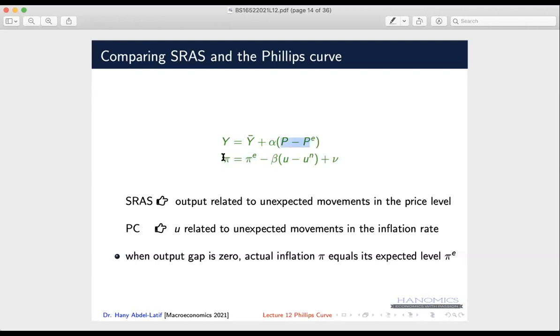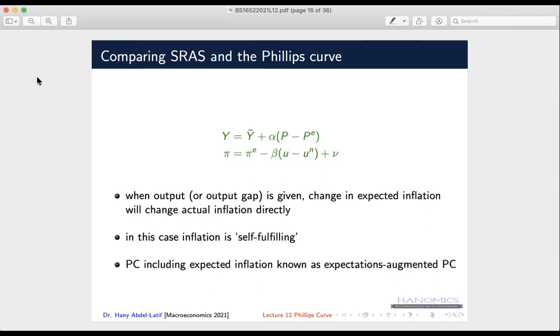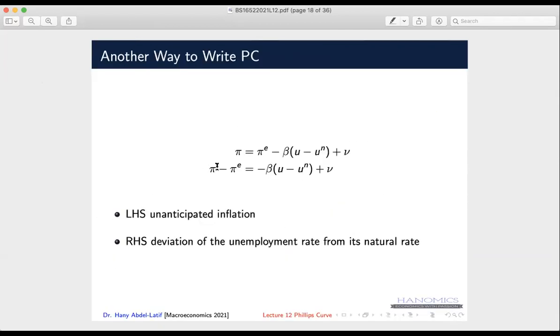So if we say pi minus pi e equals this term here, it tells us exactly the same thing: the relationship between real economic activity and unexpected inflation. So in the first equation, output is related to unexpected movement in the price level. You see, that's the price level. While in this one, it will also be unexpected, because if we move the pi e to the other side, I think I did this in a different slide. Yeah, here.